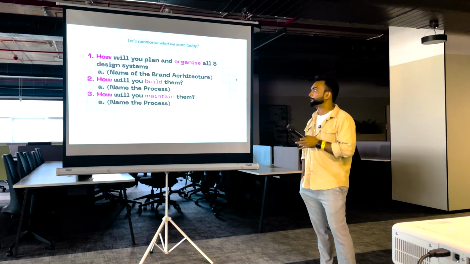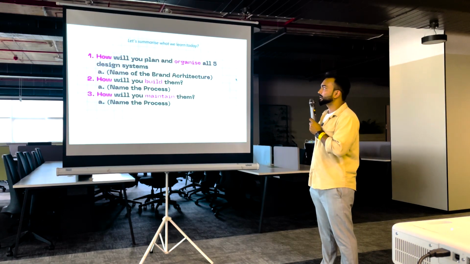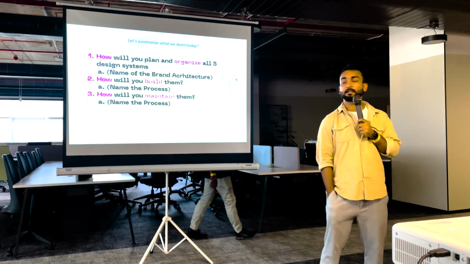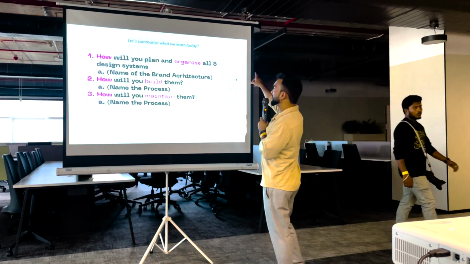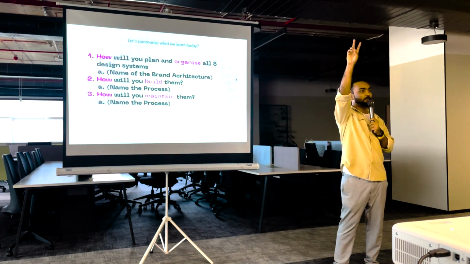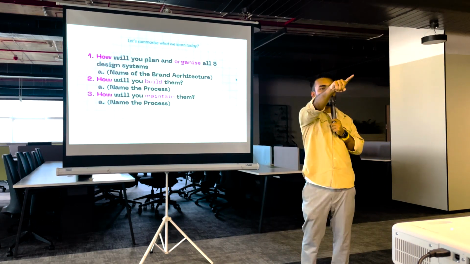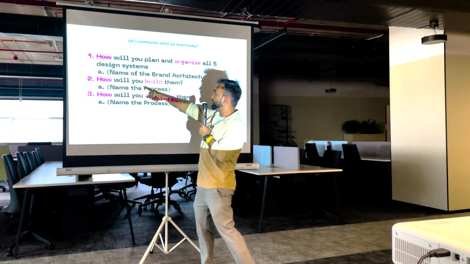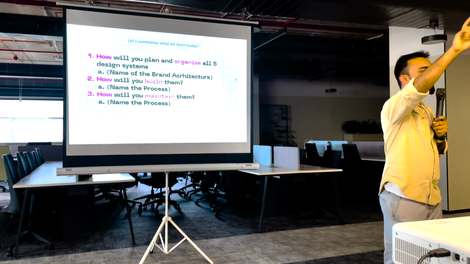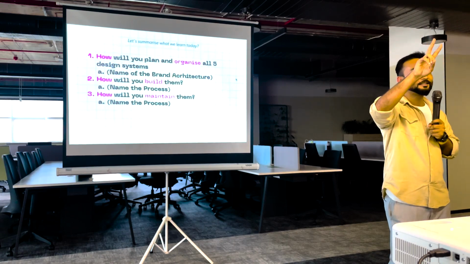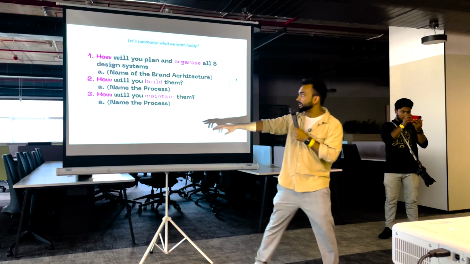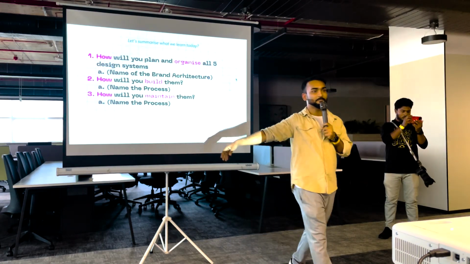Okay. Now, can you guys answer these 3 questions now? The problem statement that we set at the beginning. How will you plan and organize all 5 design systems of PhonePe? What was the brand architecture we decided to use? Perfect. Now, how will you build the design system? What was the process? 3-phase process. Awesome. How will you maintain the design system?